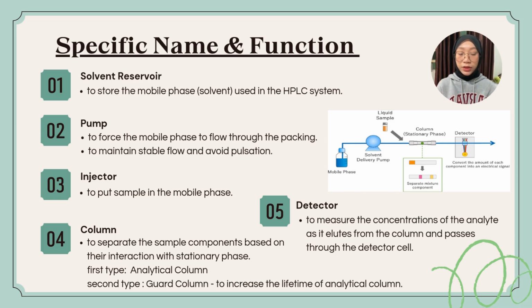Next is the column. The function of the column is to separate the sample based on their interaction with the stationary phase. There are two types of column. The first type is the analytical column and the second type is the guard column. The function of the guard column is to increase the lifetime of the analytical column. Last point, we have the detector. The function of the detector is to measure the concentration of the analyte as it elutes from the column and passes through the detector cell.